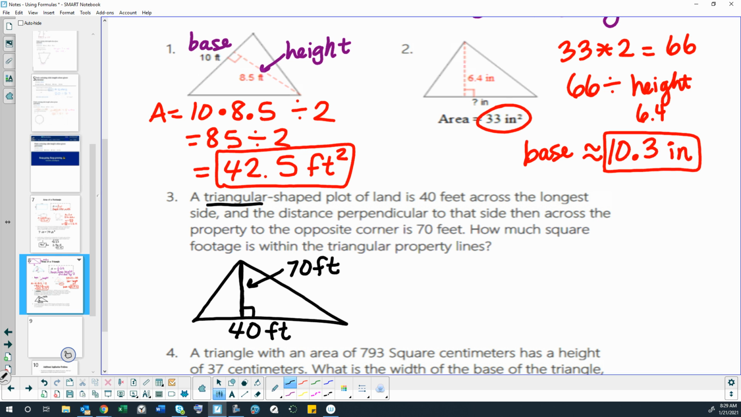Okay, how much square footage is within the triangular property line? So this one is a formula. We're going to go area equals base times height, and then we're going to divide that by 2. Same thing as doing 1/2 base times height, right? So we're going to take the base, which is 40, the height, which is 70, and then I'm going to multiply those together and then divide by 2. Try that in your calculator for me. I'll give you a couple minutes. See what you get.